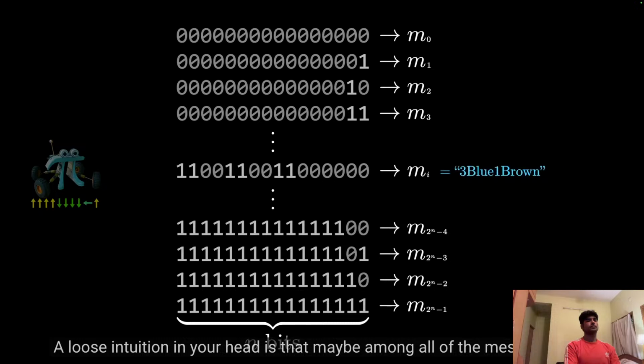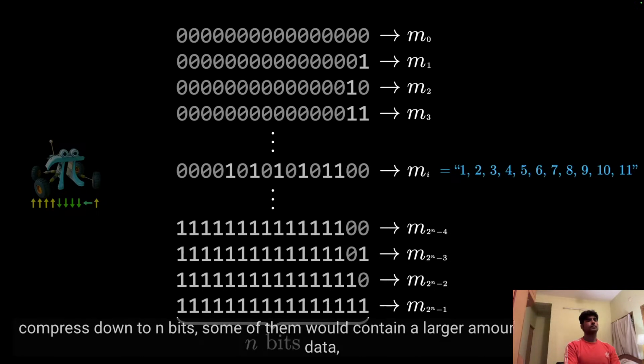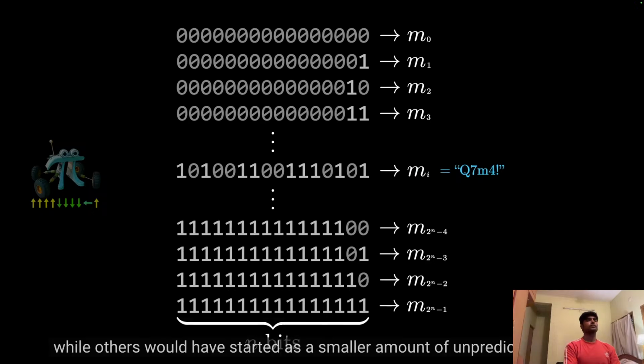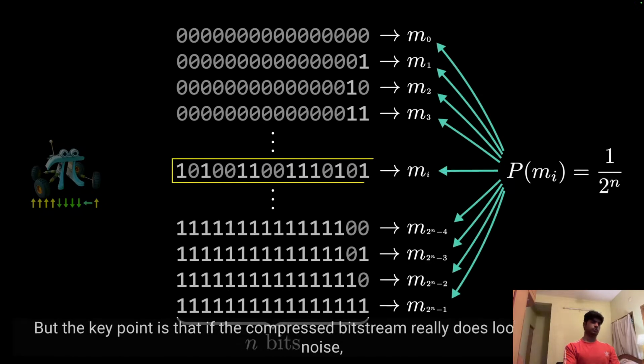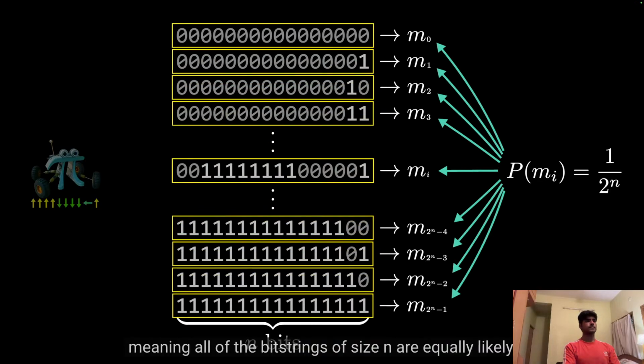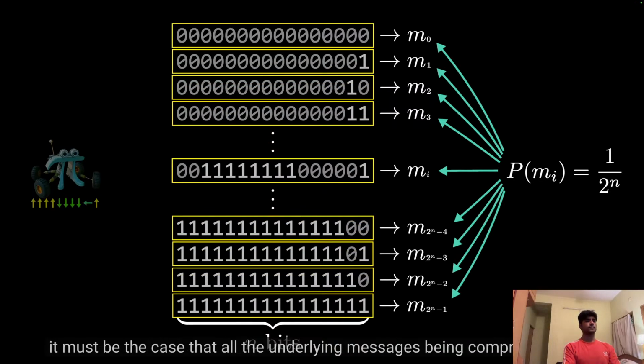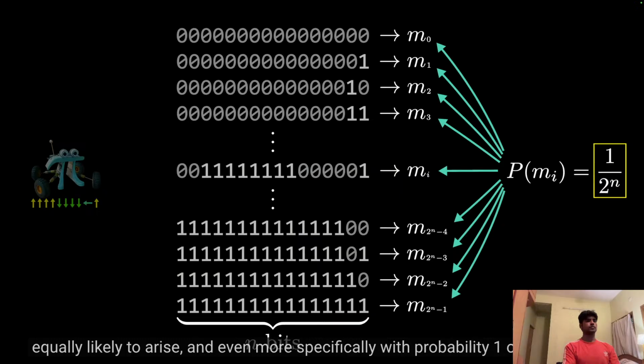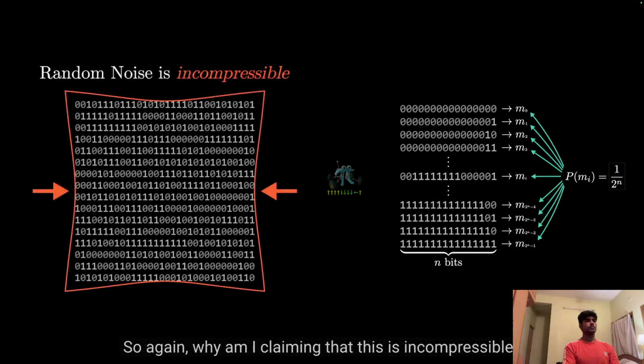A loose intuition in your head is that maybe among all of the messages that compress down to n bits, some of them would contain a larger amount of predictable data, while others would have started as a smaller amount of unpredictable data. But the key point is that if the compressed bit stream really does look like random noise, meaning all of the bit strings of size n are equally likely, it must be the case that all the underlying messages being compressed were equally likely to arise, and even more specifically with probability 1 over 2 to the n. So again, why am I claiming that this is incompressible?